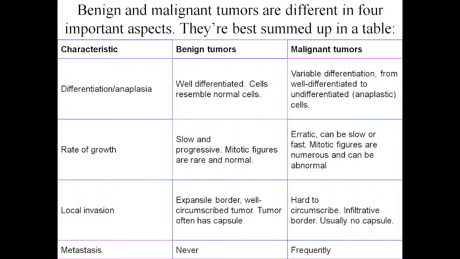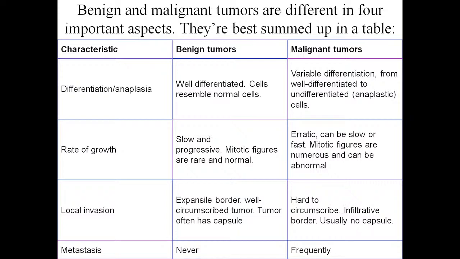Students, in this table, you can see the difference between the benign and malignant tumor. Benign and malignant tumors are different in four important aspects. They are best summed up in a table, and you can see the characteristics of these tumors. The four characteristics: differentiation and anaplasia, rate of growth, and local invasion and metastasis.